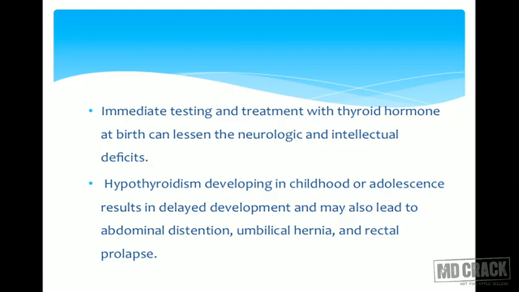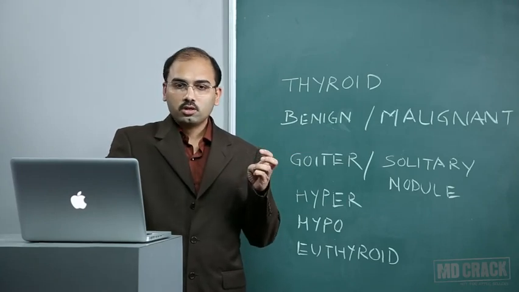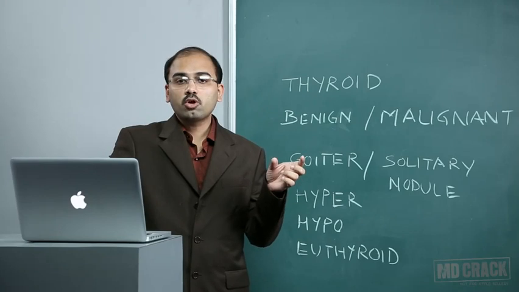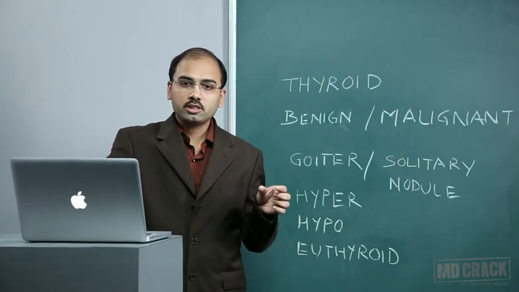So hypothyroidism developing in childhood or adolescence results in delayed development that may also lead to abdominal distension, umbilical hernia and rectal prolapse. So whenever you get these three things, you should always rule out childhood hypothyroidism. So the patient will be having pot belly along with umbilical hernia and rectal prolapse. All these three in combination will suggest childhood hypothyroidism. So you may be asked a question: the components of childhood hypothyroidism are all of the following except.